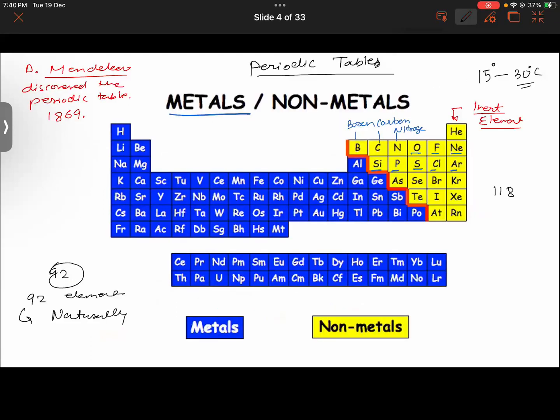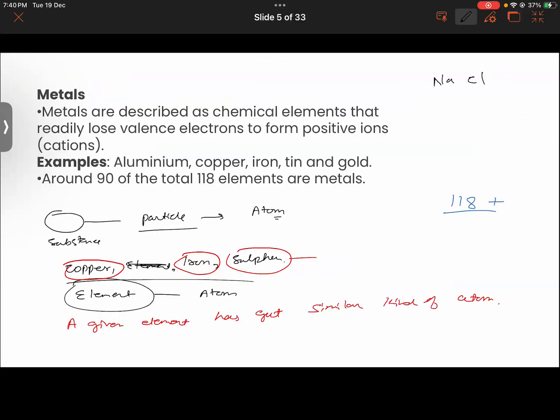let's say you have the example of NaCl. You see here chlorine is a non-metal, while sodium is a metal. So a reaction is happening between metal and non-metal, between sodium and chlorine. Now you will see what happens. This sodium atom will have a structure somewhat like this. There will be 2 electrons inside, there will be 8 electrons here.